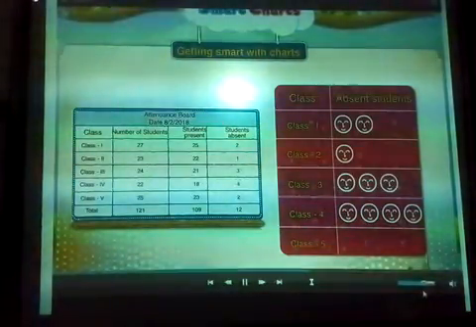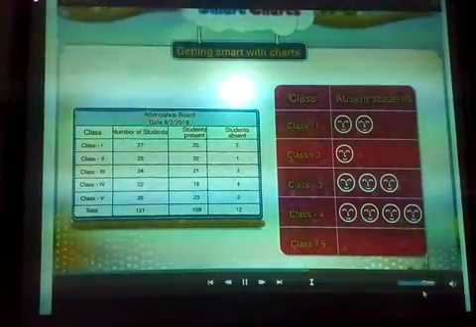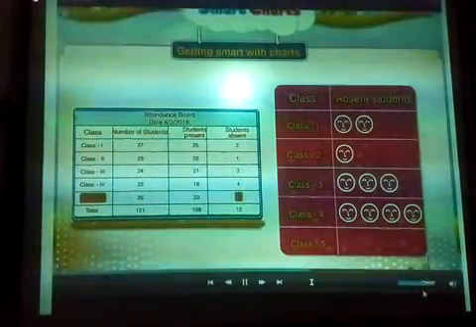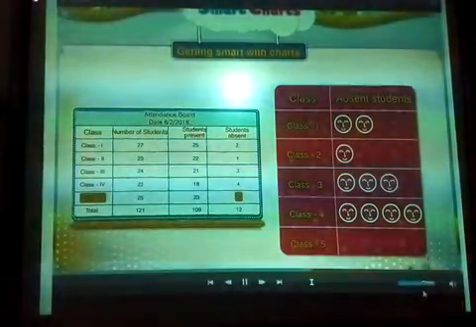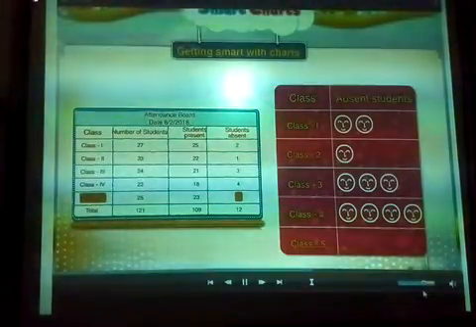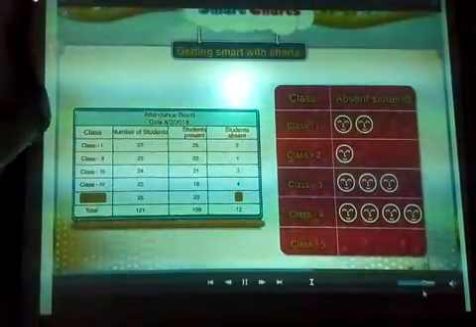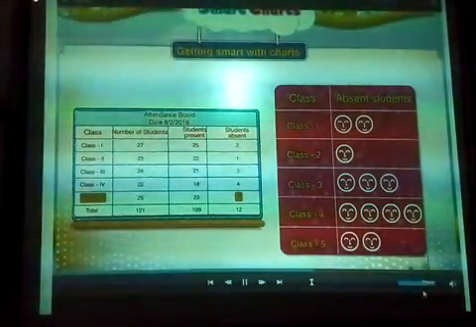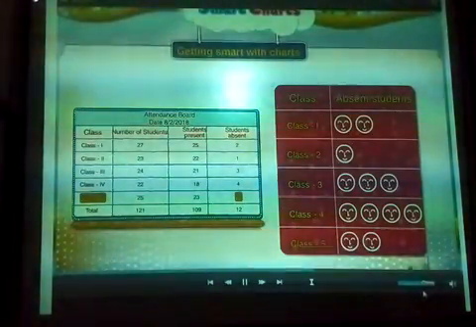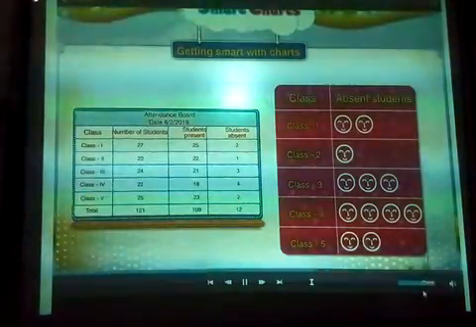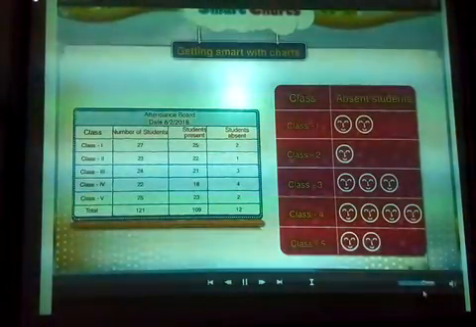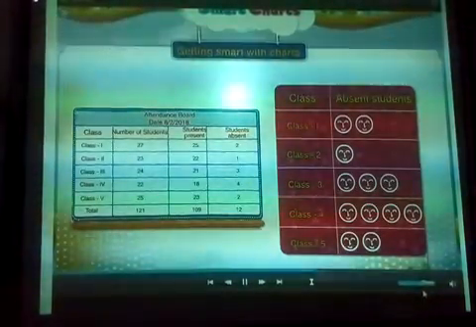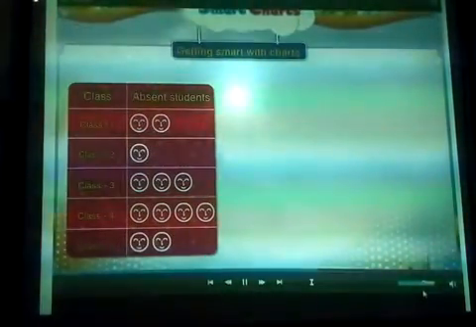Now tell me, how many students are absent in class 5? 2. Absolutely right. 2 symbols. Did you understand now how to show the symbols? Look at the chart and fill in the blanks.